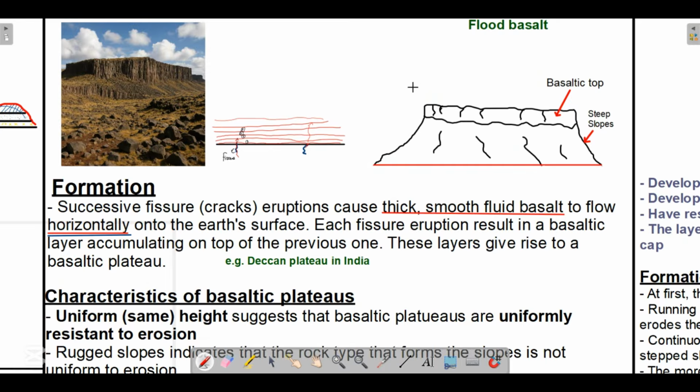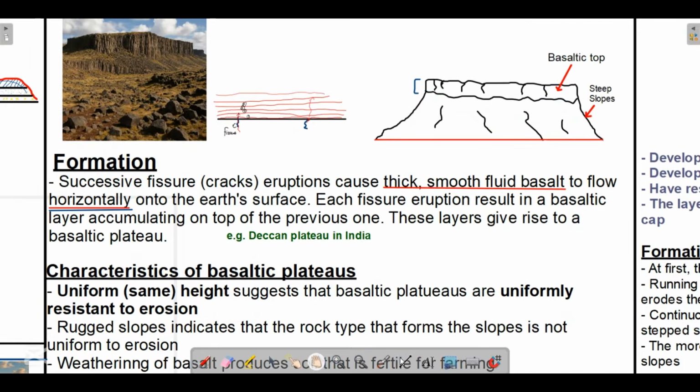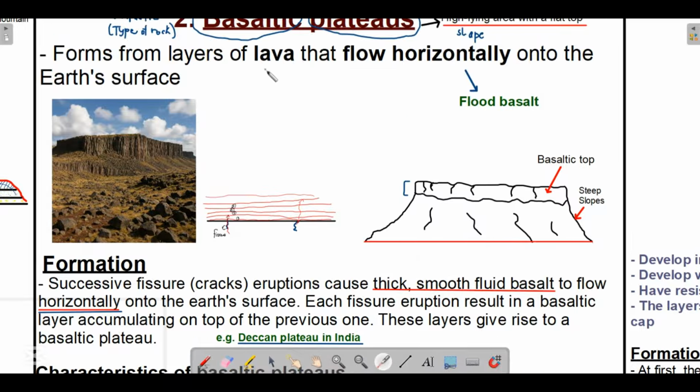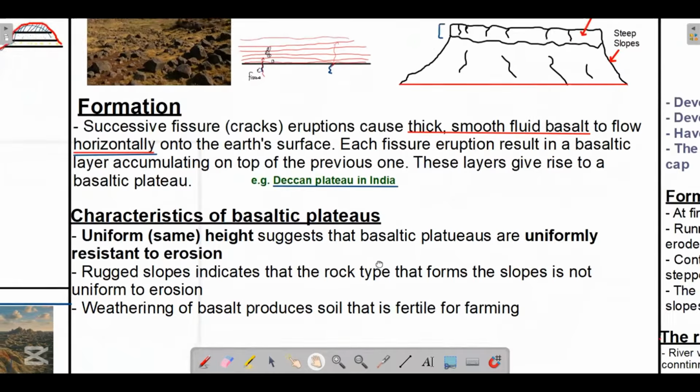And sometimes you're going to find that a slope has a basaltic top, where this is basalt having those layers, and then beneath it, maybe it's a different type of rock, or it can be basalt as a whole, like that. Okay, a perfect example is the Deccan Plateau in India. That's an example of a basaltic plateau that was formed from lava flowing horizontally, each eruption forming a new layer that accumulates on top of the previous one, and so on. Okay, so we call that a basaltic plateau.